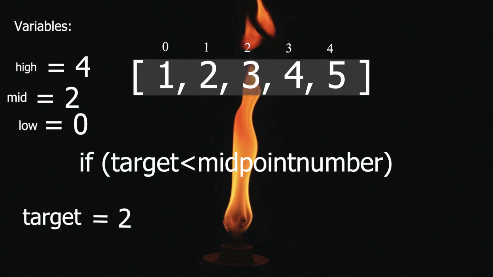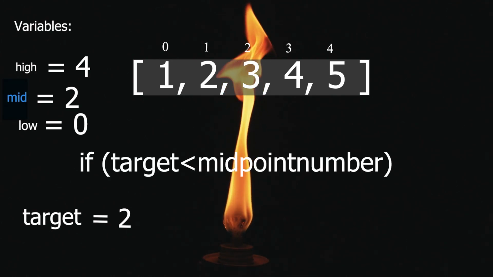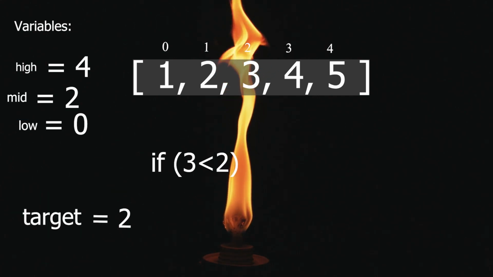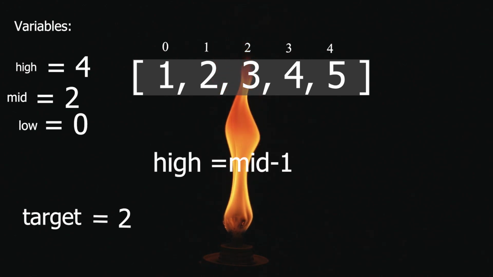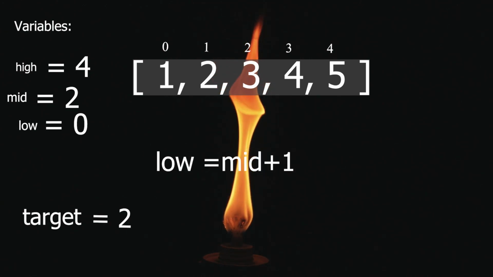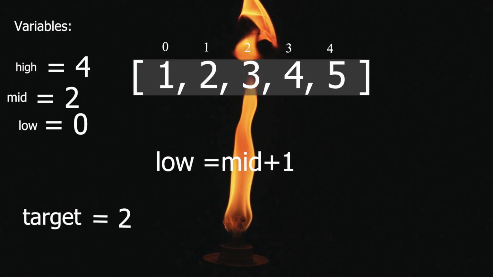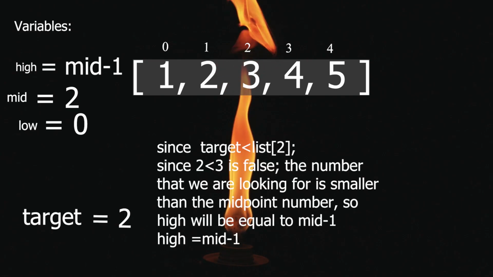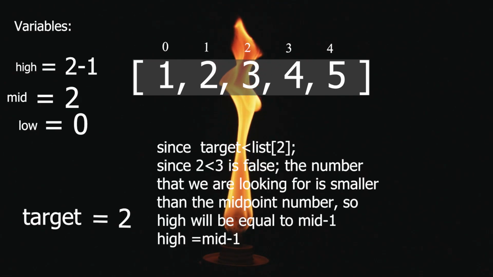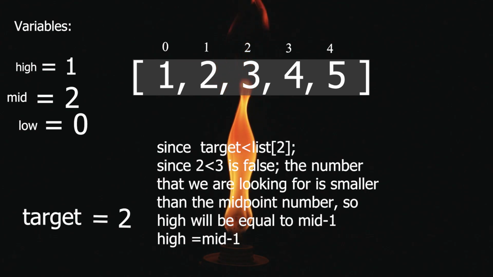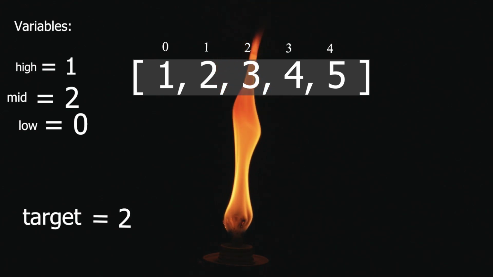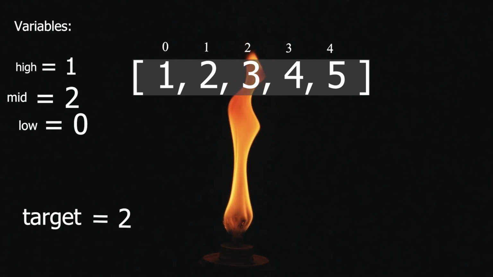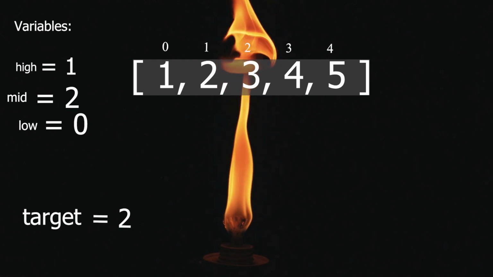Step 3, if the target is less than the midpoint number, if that's true, then high will be equal to mid minus 1, else low will be equal to mid plus 1. The plus and minus are so that we don't get stuck in a loop. More on this later. Step 4. Repeat steps 1, 2, 3 until the target is found or not. And this is normally done in a while loop.